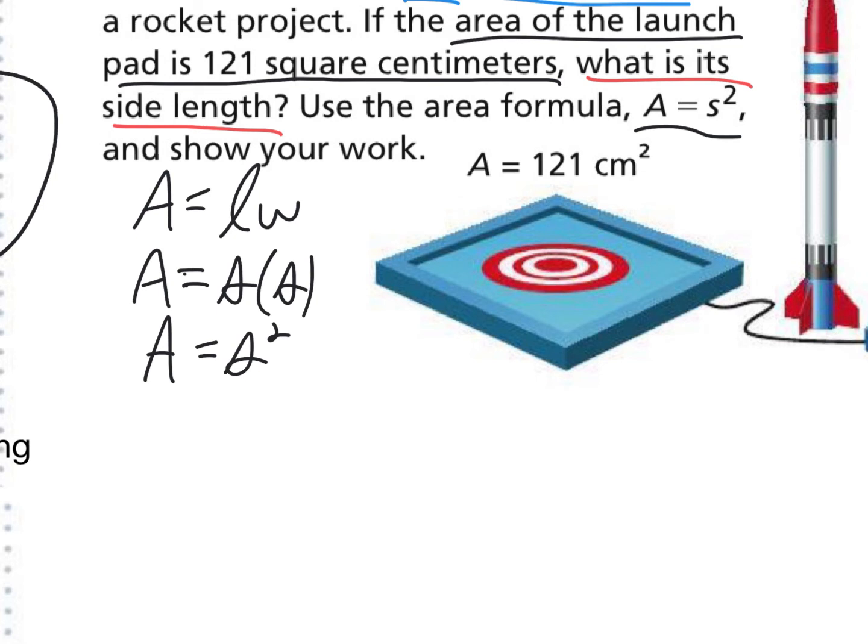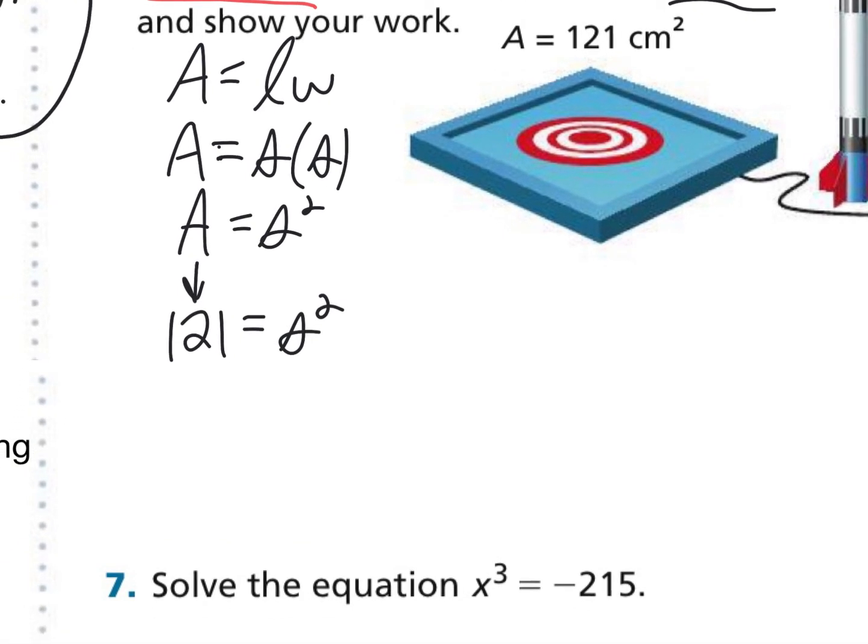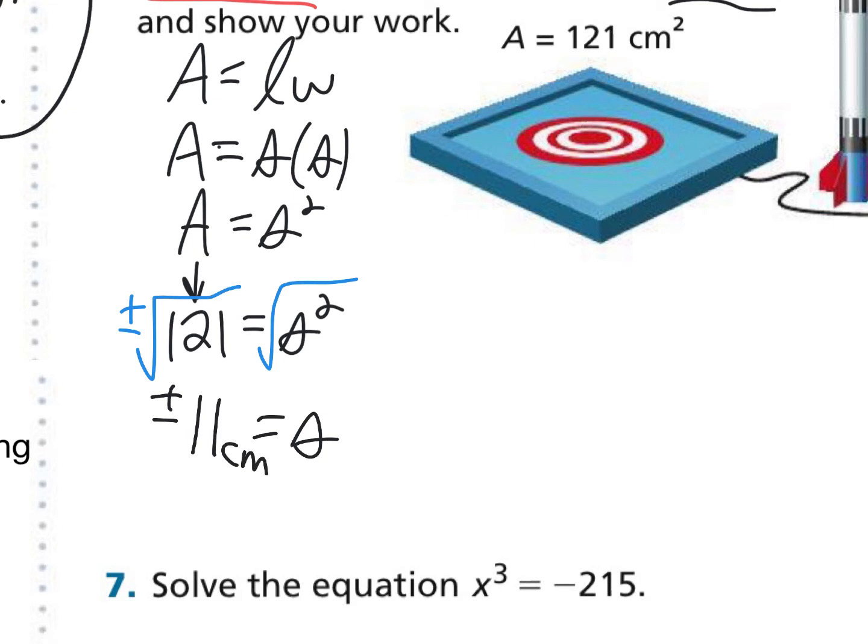So they told us the area of the launch pad is 121 square centimeters. So we're going to put 121 in place of the A, and then we're going to solve this thing. So since the variable is being squared, we can take the square root on both sides. Remember, when you take the square root, we're going to go ahead and add the plus or minus in front of it. Square root of 121, a number times itself that equals 121 would be 11. 11 times 11 is 121.